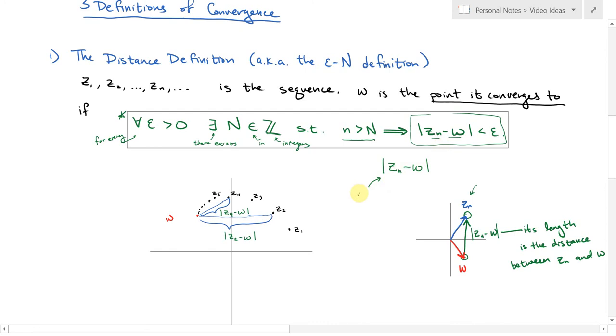This is just the distance between z_n and w. You might even write it like that. And so we're asking for that to be less than epsilon. So here's what the sequence might look like. There's your z1, z2, and so on.